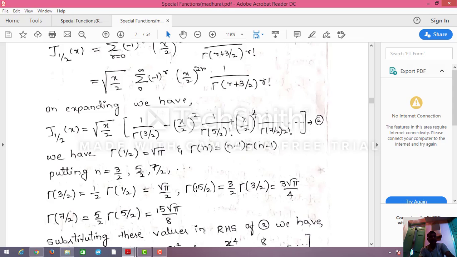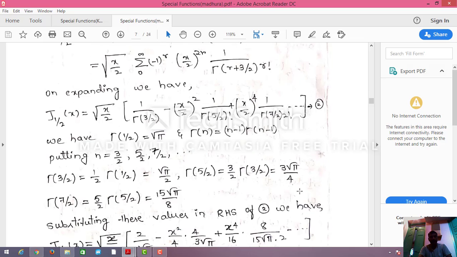Similarly, we will find gamma of 5 by 2. 5 by 2 minus 1 is 3 by 2, so it is 3 by 2 into gamma of 3 by 2. Already we know that gamma of 3 by 2 is root pi by 2. 3 by 2 into root pi by 2 is 3 root pi divided by 4.